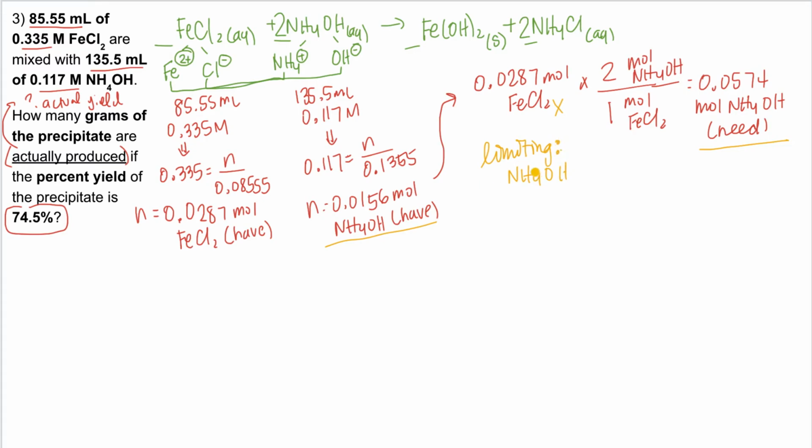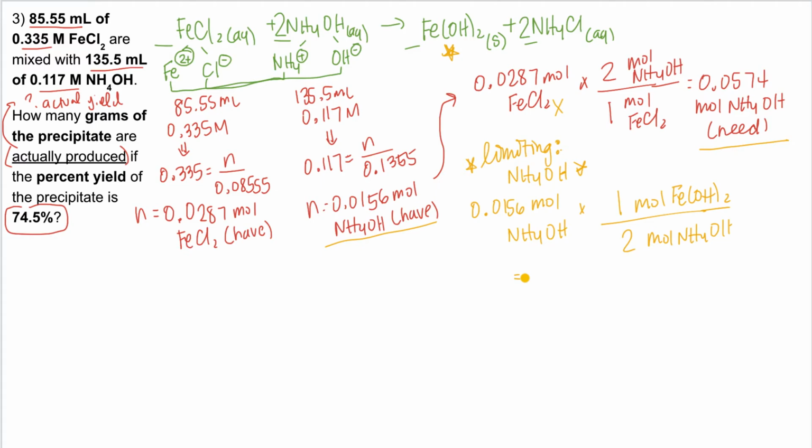Okay? So now that we found out this information, we know that we can go ahead and take the moles of NH4OH, the ammonium hydroxide that I have, and use those moles of NH4OH to help me find the moles of the precipitate, which is going to be the solid that forms, the iron 2 hydroxide, that can theoretically be produced. So mole to mole ratio, 2 moles of ammonium hydroxide will give me 1 mole of iron 2 hydroxide.